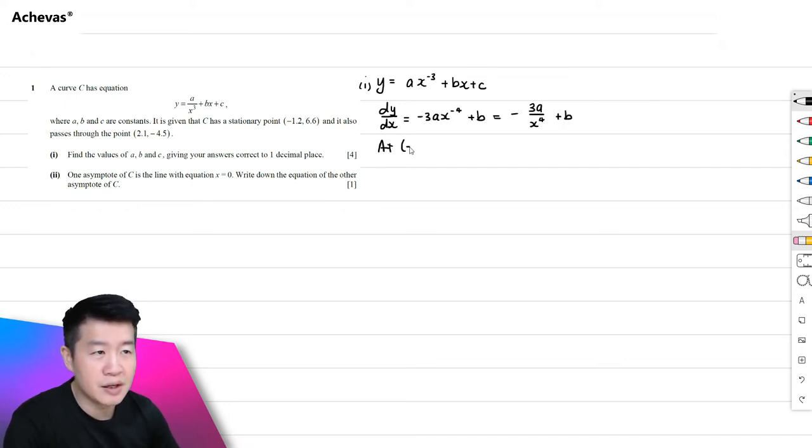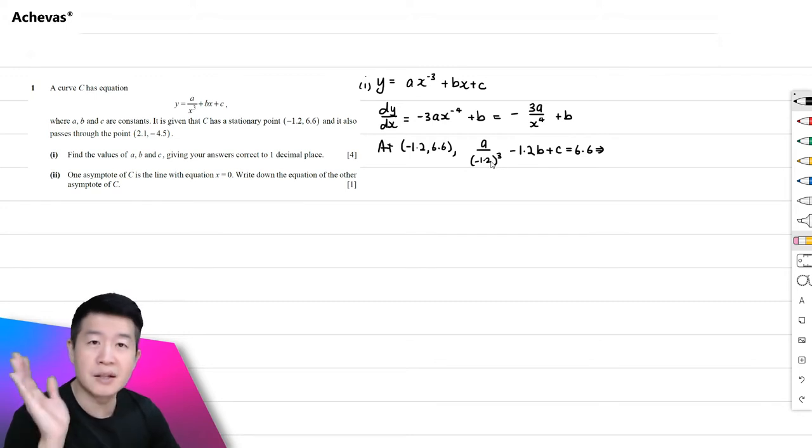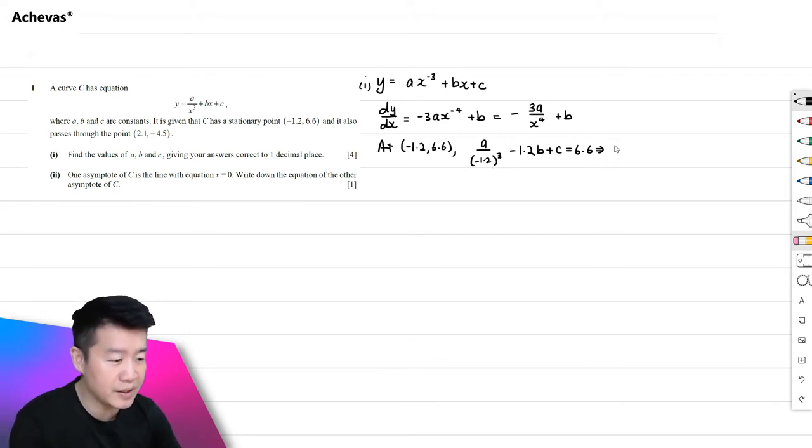So at the point minus 1.2 and 6.6, it should satisfy this equation. If I were to substitute x and y into these equations, we will be getting a over minus 1.2 to the power of 3 plus b times x. So let me just directly write it as minus 1.2b, then plus c, this is equal to 6.6. I can definitely do 1 divided by negative 1.2 cubed. You can either leave it as decimal, or I wrote it as a fraction so that I can have the exact form. And I have 125 over 216 a, then minus 1.2b plus c, this is equal to 6.6. This will form for me the first equation.